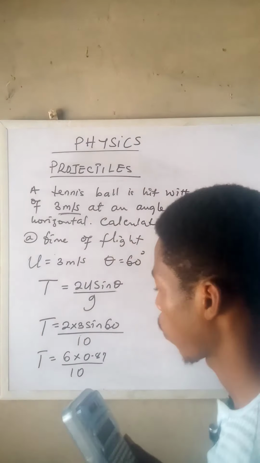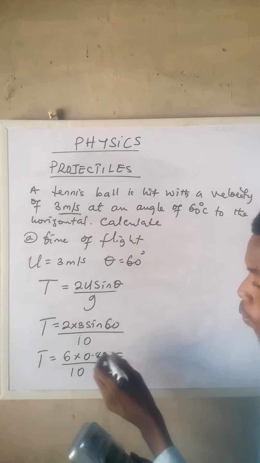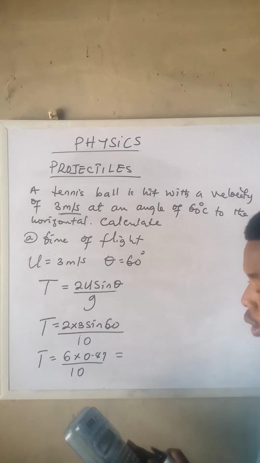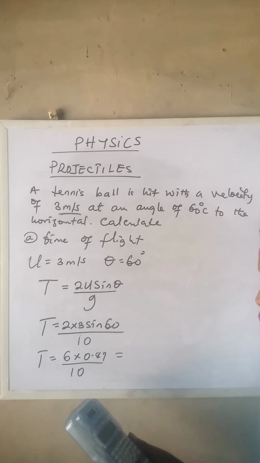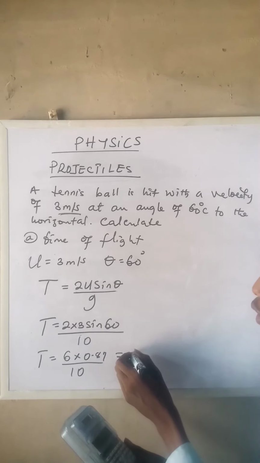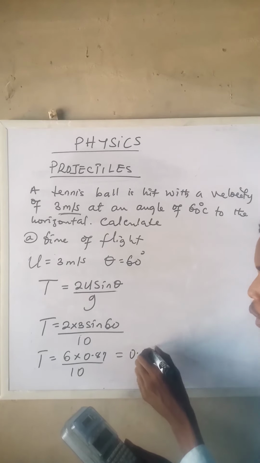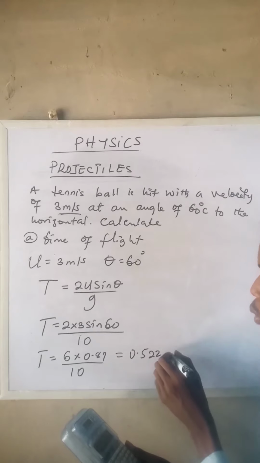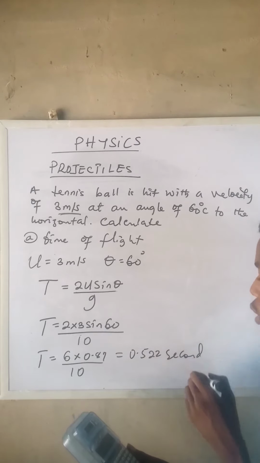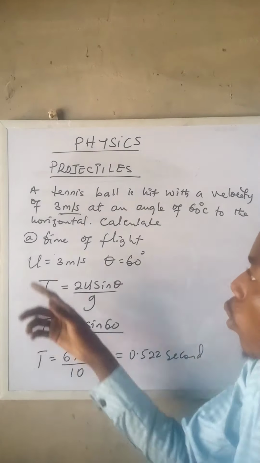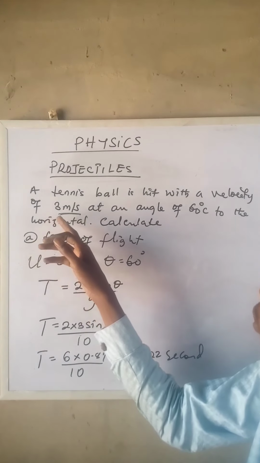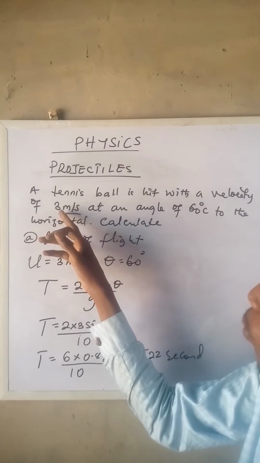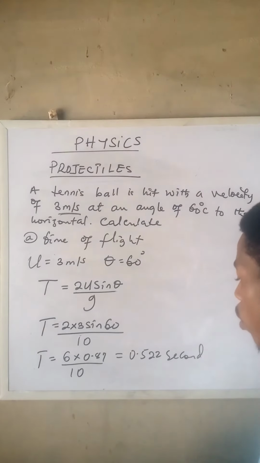So let's continue. So now we have T equals 6 times 0.87 divided by 10, which is 0.522 seconds. So this is the time for this tennis ball, which is hit and is moving with this velocity of 3 meters per second, to go up and down. So this is the time.